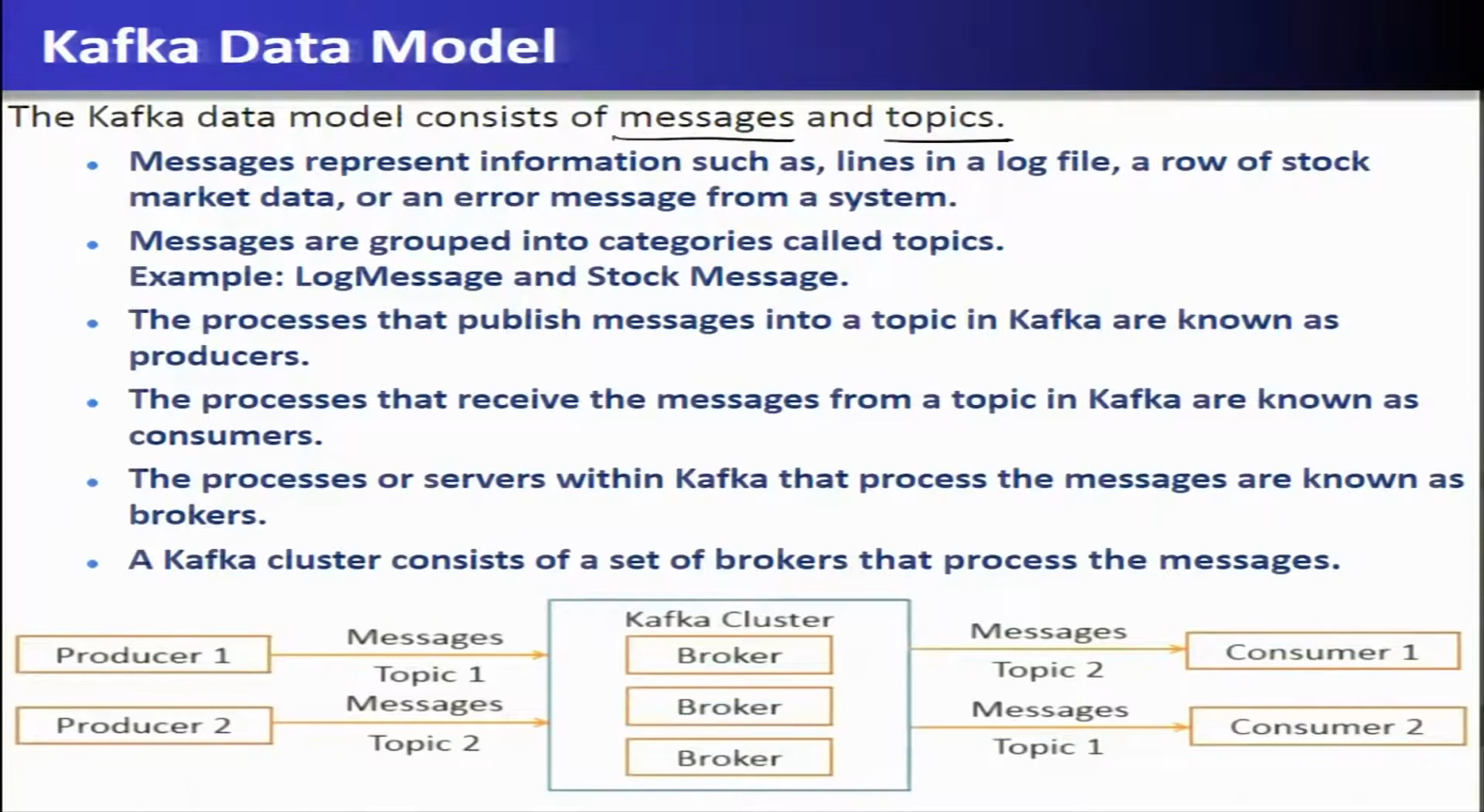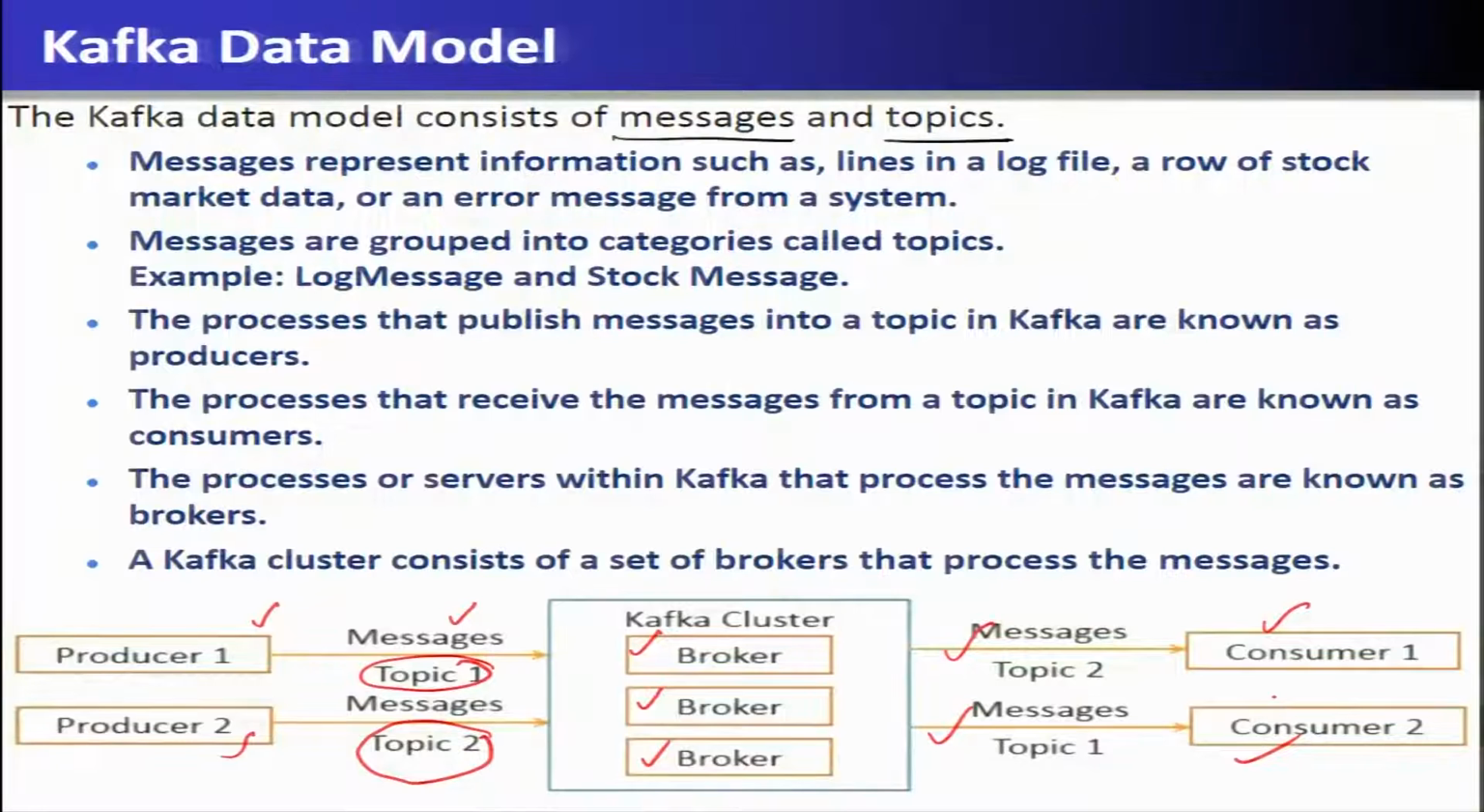Let us understand all these different components of Kafka through this particular picture. A group of messages is called a topic, and here in this example we have shown two different groups of messages, topic 1 and topic 2. These messages are generated by the processes which we call producers. These topics are then processed by the brokers, and after the transformation they are passed on to the consumers.